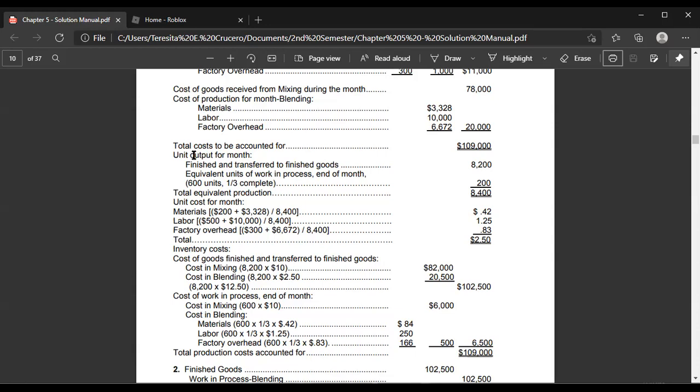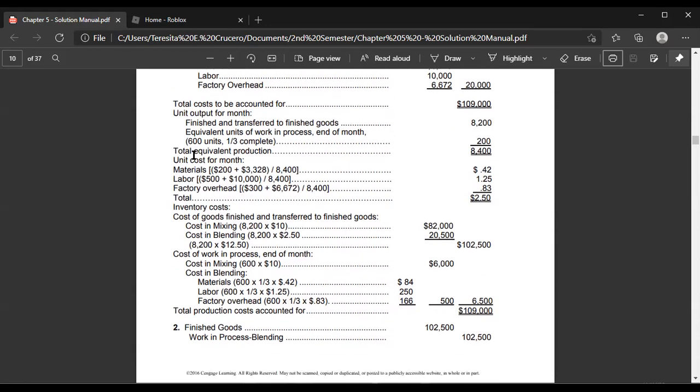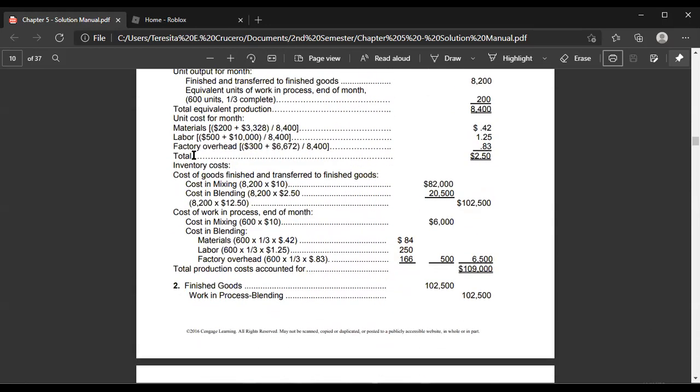The journal entry to transfer the cost of the completed units from the blending to the finished goods stockroom: we now debit finished goods, 102,500, and credit work in process, blending.